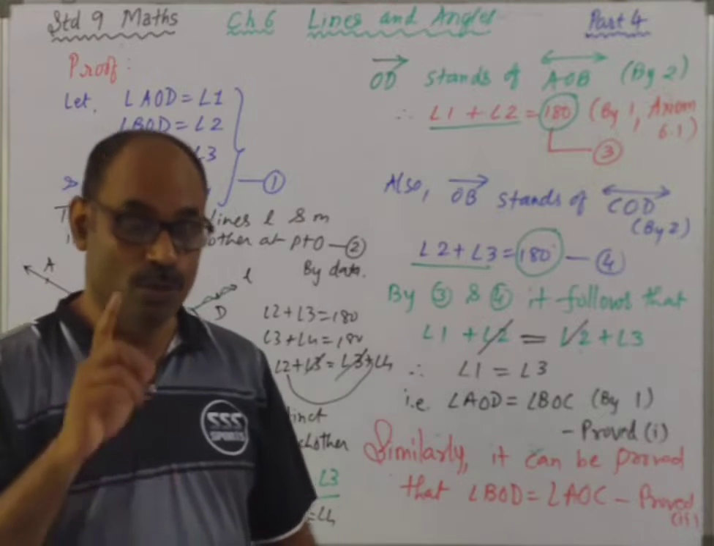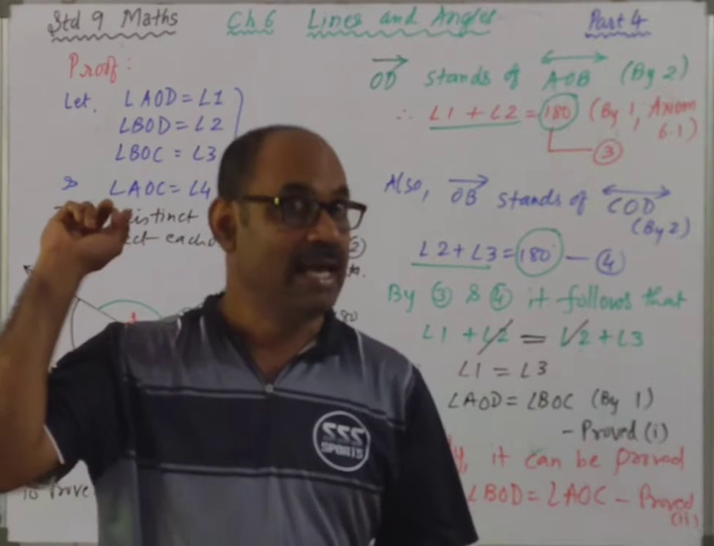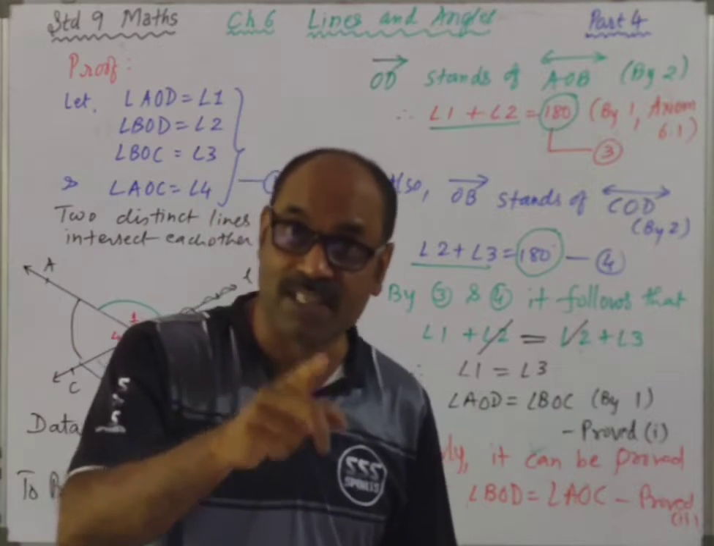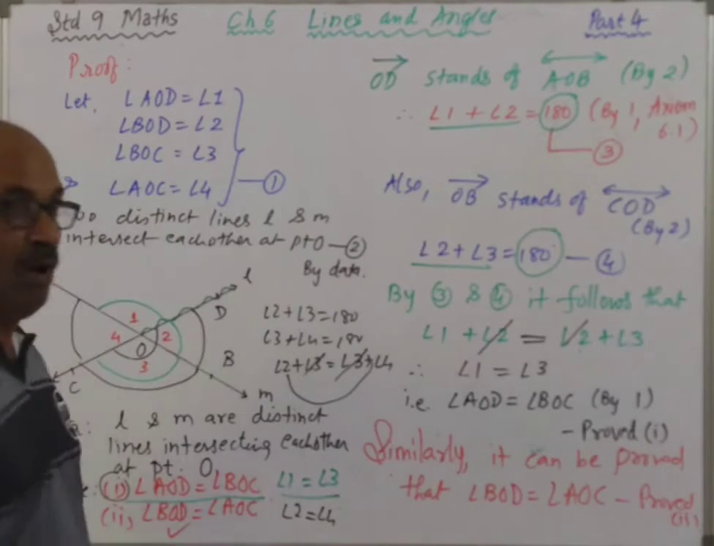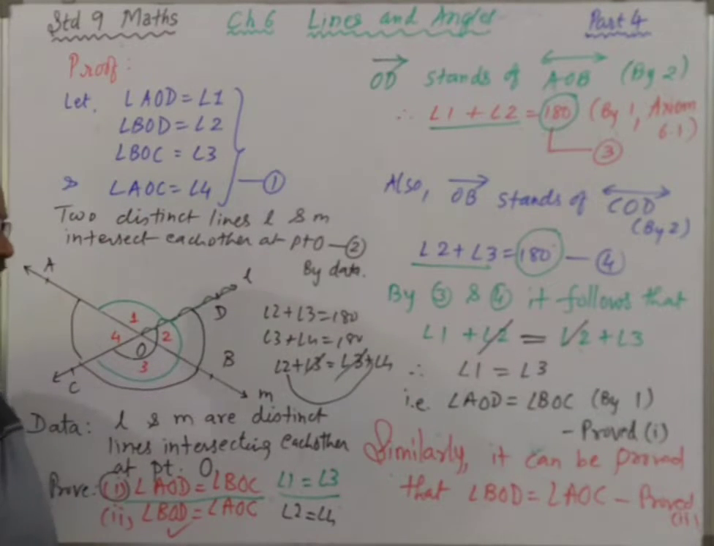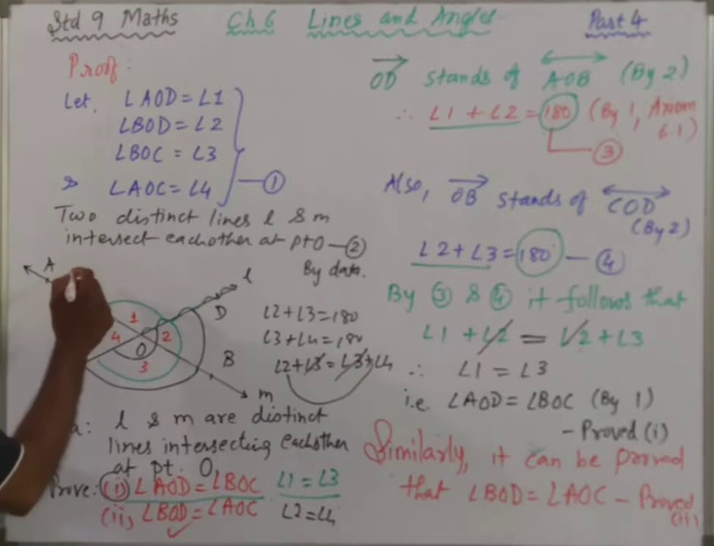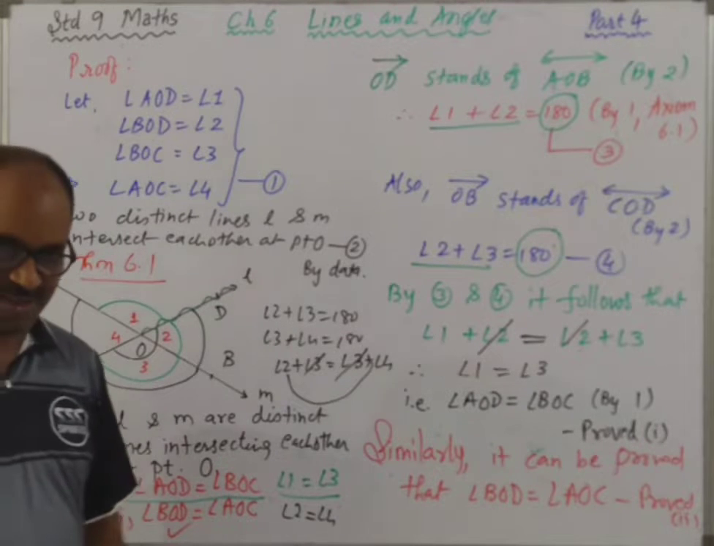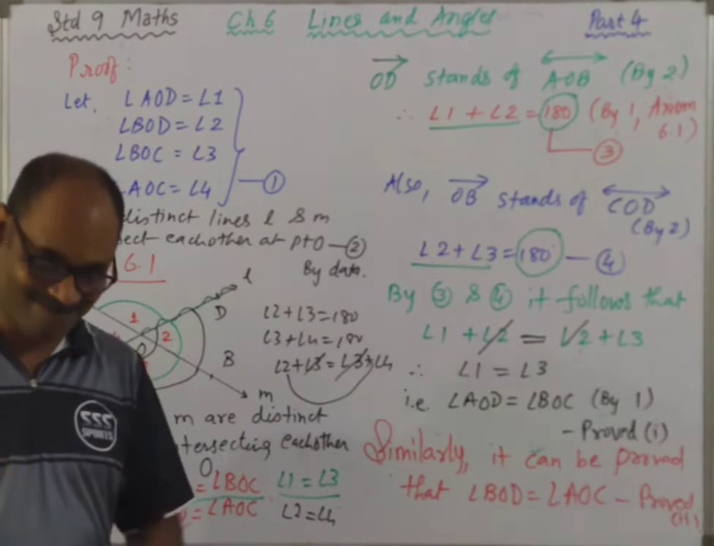Understood, children? So please copy in your notebook Axiom 6.1, Axiom 6.2 and Theorem 6.1 with the whole proof. Pause and you can write. That's what you have to write in your notebook. This is Theorem 6.1. I hope you have understood.